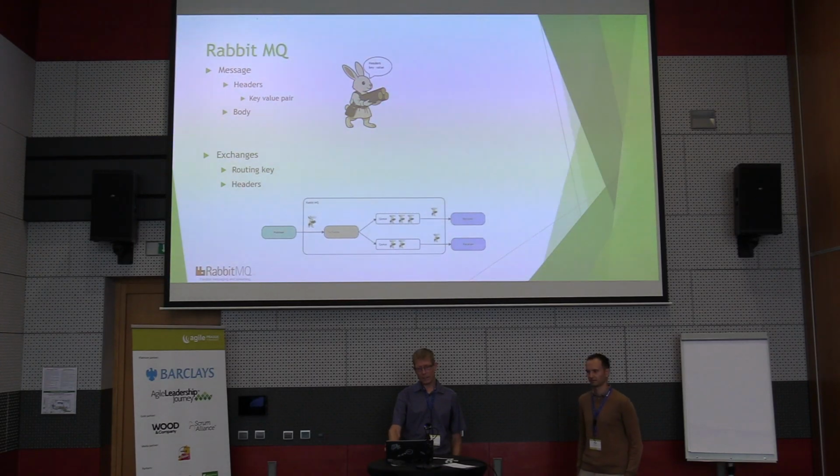Okay, another important part of RabbitMQ is the exchange. Exchange is for routing the messages. Exchange routes a message to another exchange or to a queue, and the message always ends in the queue, and then the receiver consumes the message from the queue.